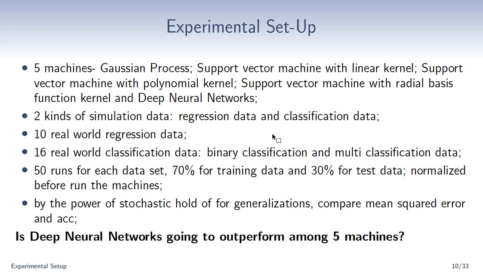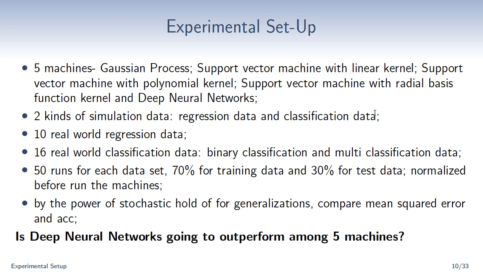About the experimental setup, in this research we are going to compare 5 machines, which are the Gaussian process, support vector machine with 3 kinds of kernel, and the deep neural network. In the simulation data, we have 6 regression data sets and 5 classification data sets. We also have 10 real-world regression data sets and 16 real-world classification data sets, which include binary classification and multi-class classification data.